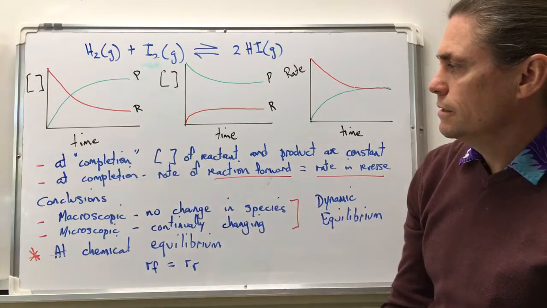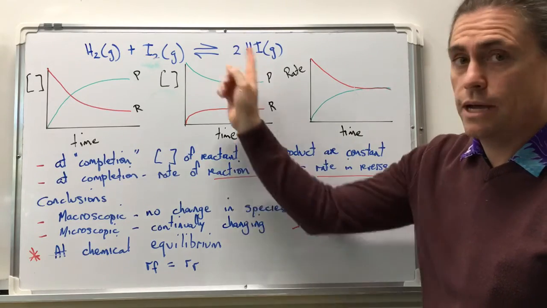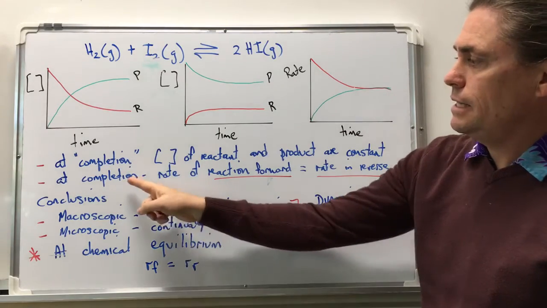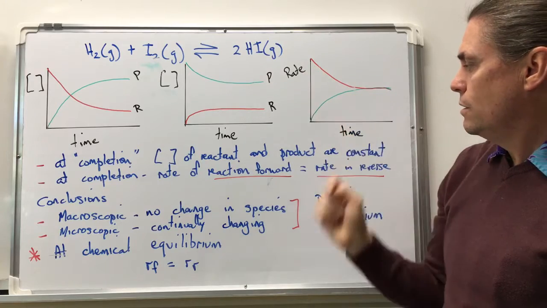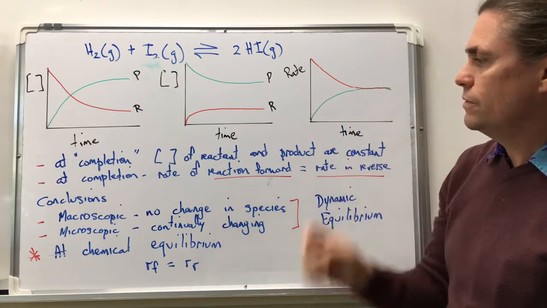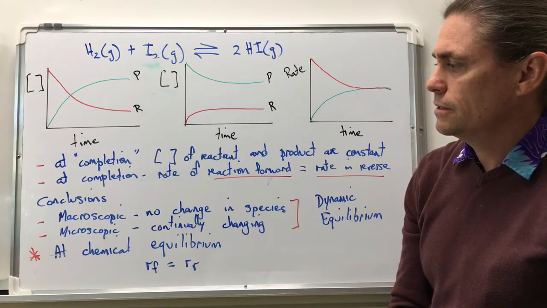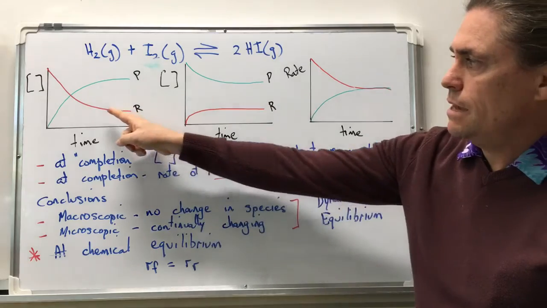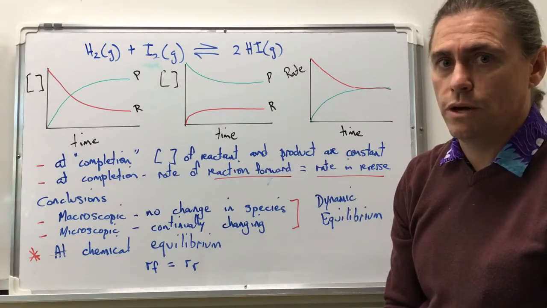At completion, the concentration of reactant and product are constant, regardless of which direction we started. And secondly, at completion, the rate of reaction forward, this one, will equal the rate of reaction in reverse. So what do we conclude from these observations? First of all, on a macroscopic level, we can see that after a given period of time, there's no change in the concentration of reactant or product.